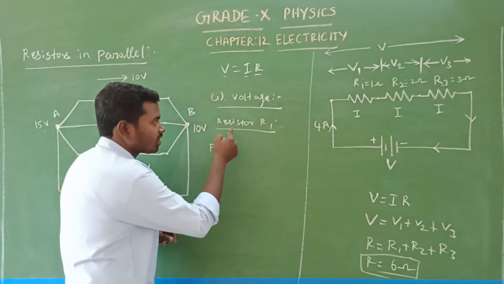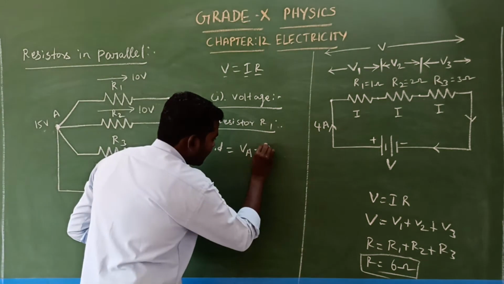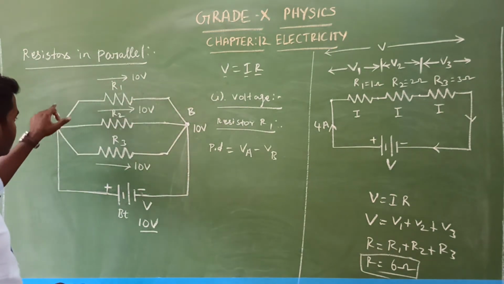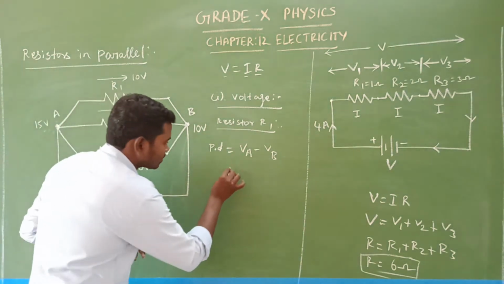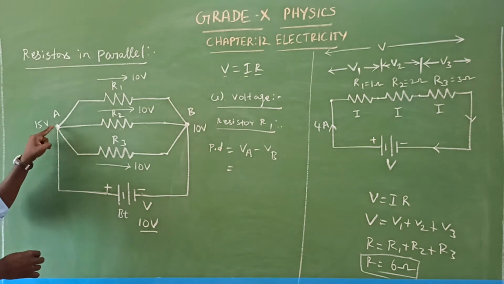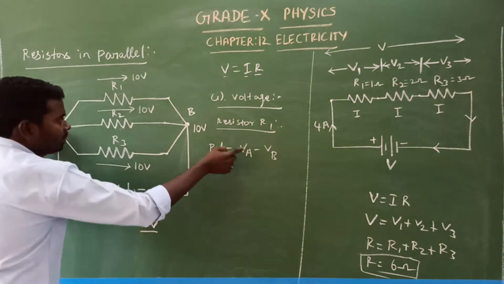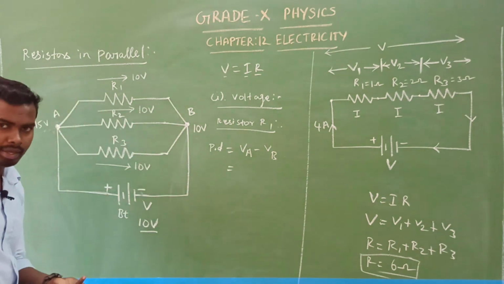So the potential difference across the resistor R1 is equal to VA minus VB, because A is a high potential and B is a low potential. So VA minus VB. Here, VA means the potential at point A, and VB means the potential at point B. That is the reason why I have mentioned VA and VB. Okay.